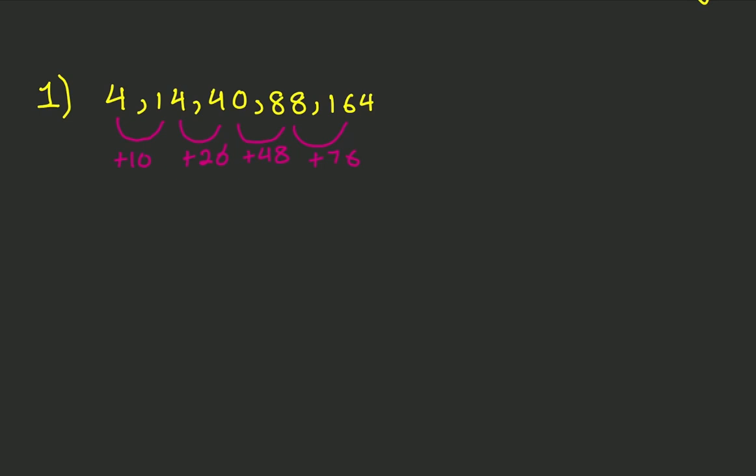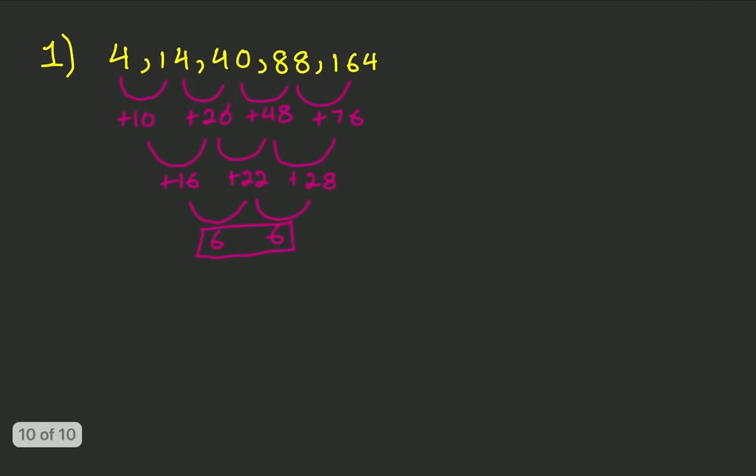Now let's find its second difference. So 10 to 26 is plus 16, 26 to 48 is plus 22, and 48 to 76 is plus 28. Now let's find our third difference. And remember how I said the third difference will always be constant. So let's see how it goes. 16 to 22 would be 6. 22 to 28 would be 6 as well. So as I said, the third difference is constant, and I guess I'm right. Now let's go to the application bit and find the nth term.